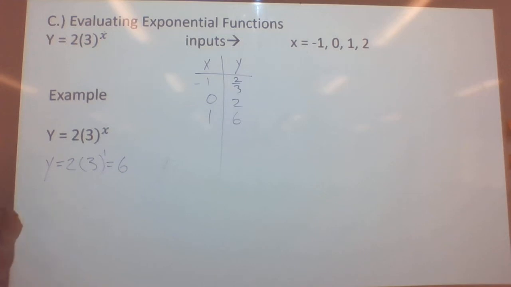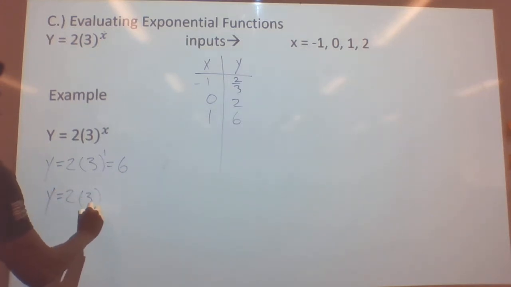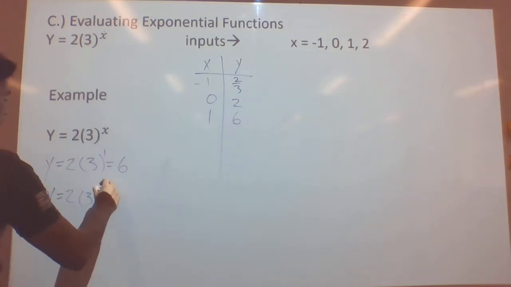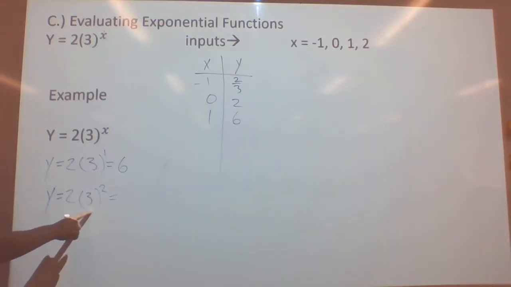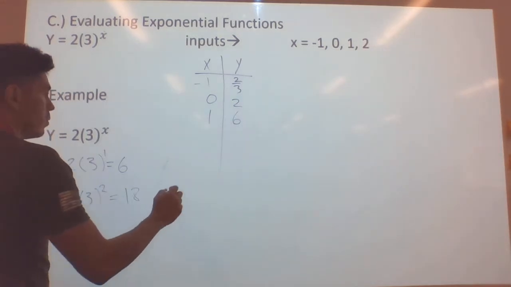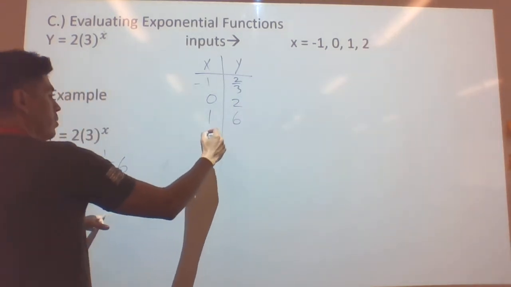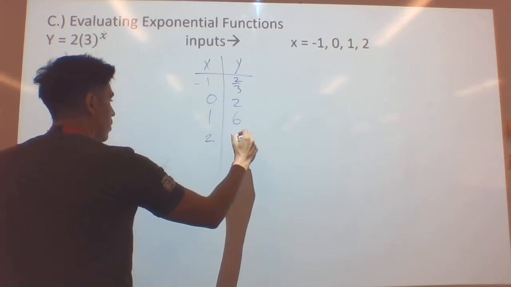Let's go and do another one. Let's do y equals 2 times 3, and then we're going to raise it this time to the second power. Okay, exponents first. 3 squared is 9. 9 times 2 is 18. So we say that for my input being 2, my output is 18.